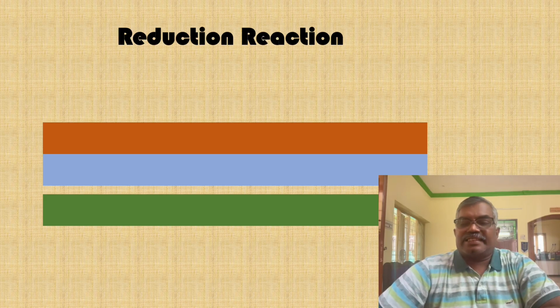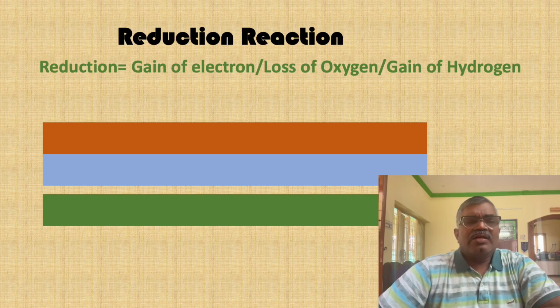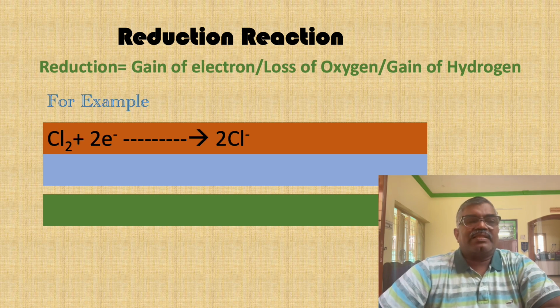Next is reduction reaction. Reduction reaction is the opposite of oxidation reaction: gain of electron, loss of oxygen, or gain of hydrogen. Any one of these you can see in a chemical reaction, that is a reduction reaction. I will explain with examples.